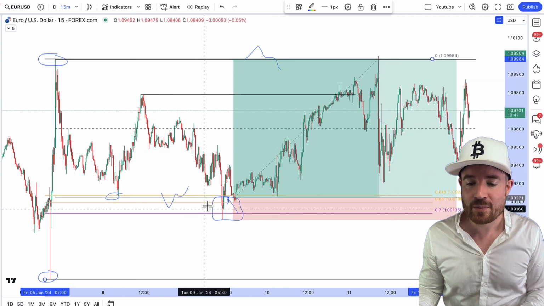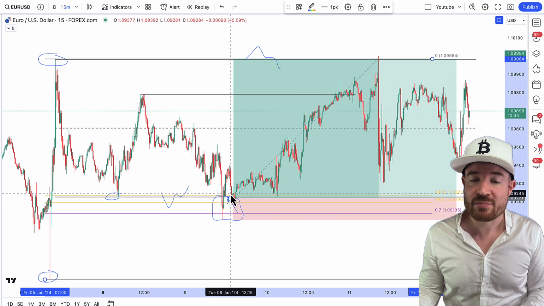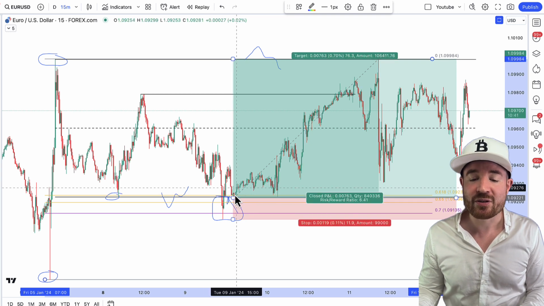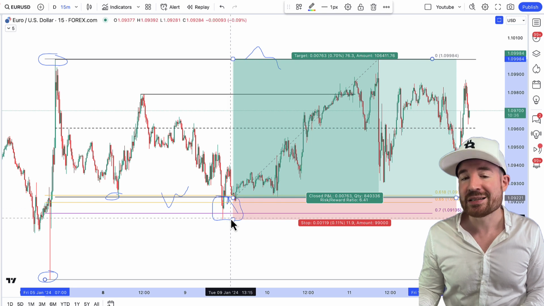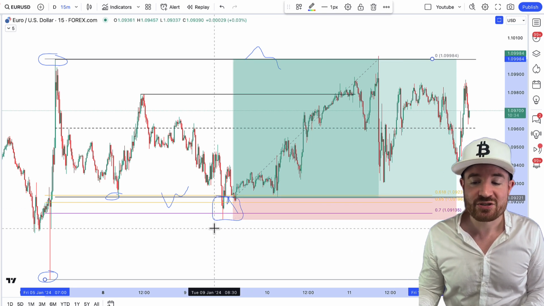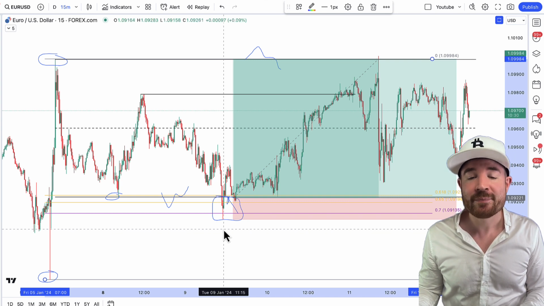So this was a range setup plus a wick into the 0.70, a bounce. This just makes it much higher probability, in my opinion, having both the range in confluence with this fib 0.70. It doesn't always happen this way, but in this case, it just happened to play out that way, and it was just a fantastic trade.